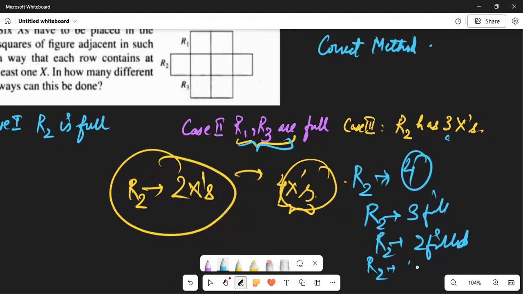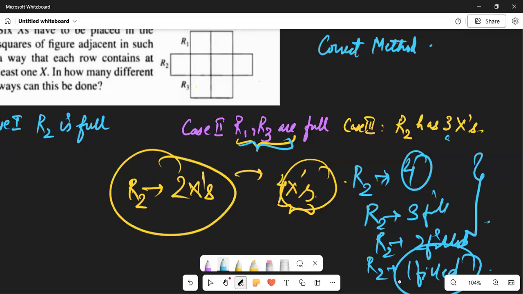has only 1 filled. Now, is it possible? Is this case possible that R2 has only 1 filled? Then that means that 5 other x's will be placed in row 1 and row 3, which have only 4 squares. And to fill the 5 x's, you need 5 squares. So this case that R2 has only 1 x in any of the squares is not possible. So you have only 3 cases.